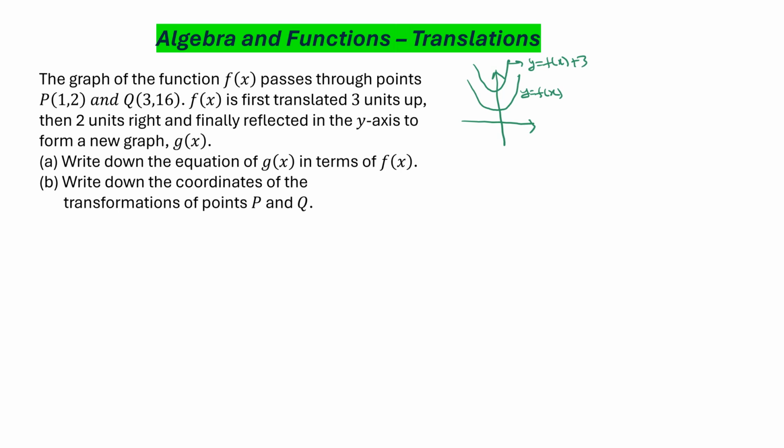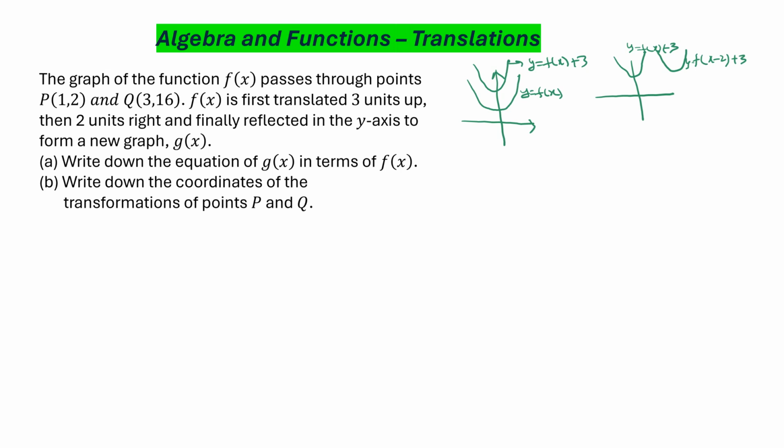And then from there, if this is f(x) plus 3, then it is translated 2 units to the right, so it would come somewhere here. So that's 2 units to the right. Then the equation of this graph would be f(x minus 2) plus 3.